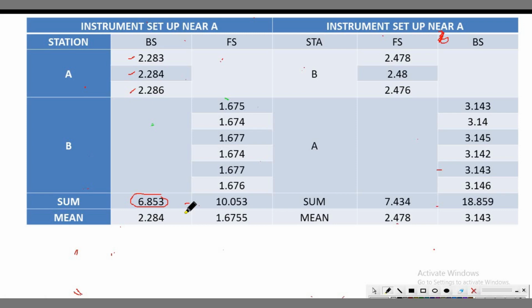No, ma'am. Chappy, paki-double check if the sum of these 3 backsides is correct, 6.853. Yes, correct, ma'am. Then, after na nakuha ninyo yung sum, you take the mean. Again, mean, that is the average. So, 6.853, since there are 3 backsides, divide it by 3, that is equal to 2.284.